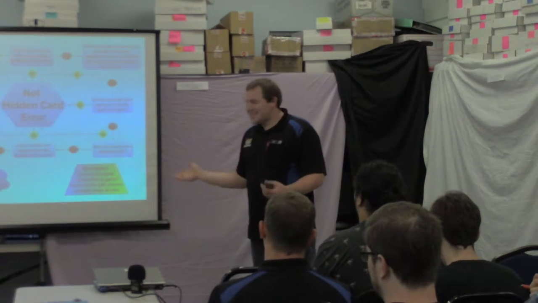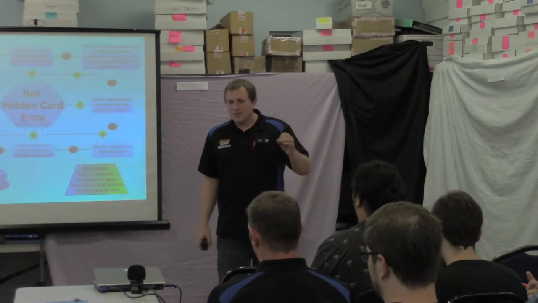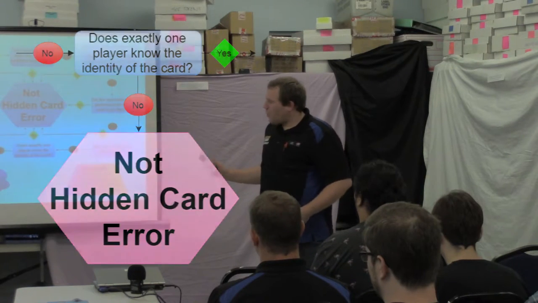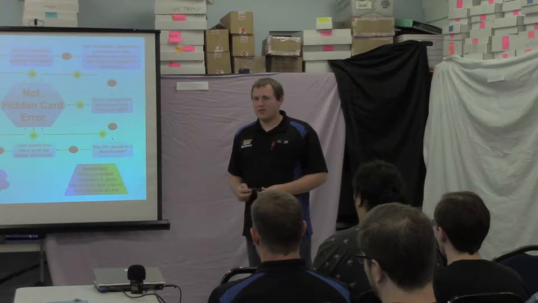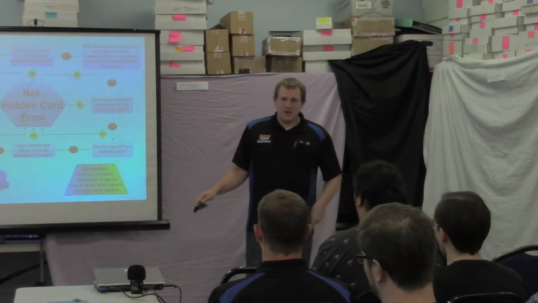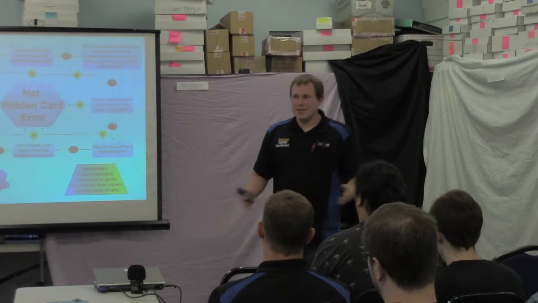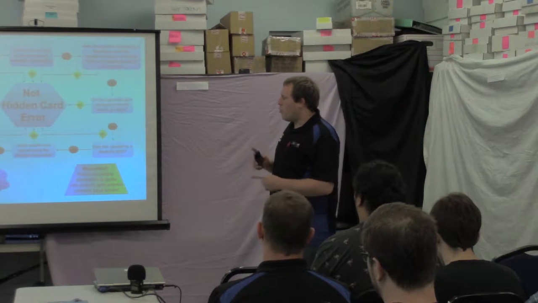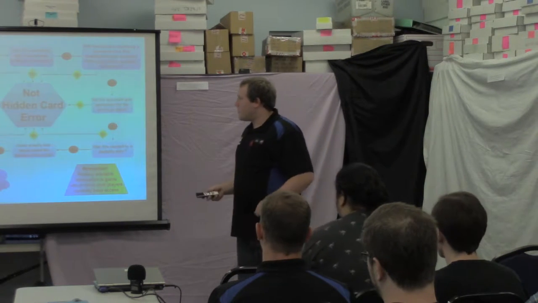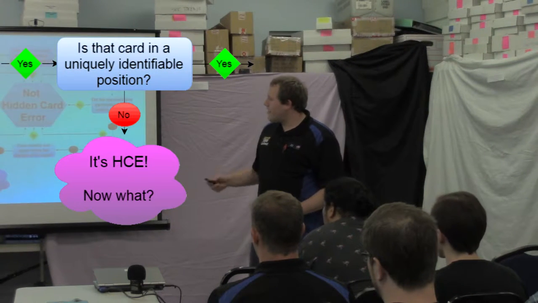So if it's not caused by a dexterity error, does exactly one player know the identity of the card? I want to say that's new to hidden card error from drawing extra cards. If neither player knows the identity of that card, it's not hidden card error. If both players know the identity, it's not hidden card error. If only one player knows the identity of the card, then it would be hidden card error. Is that card in a uniquely identifiable position?